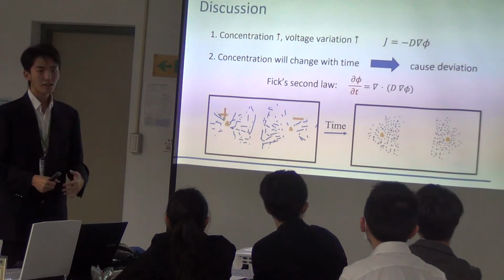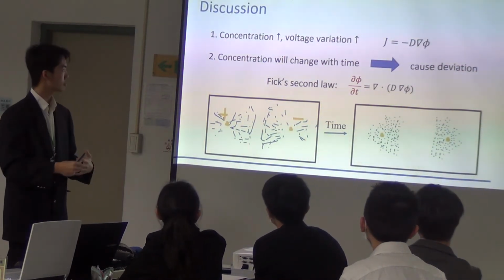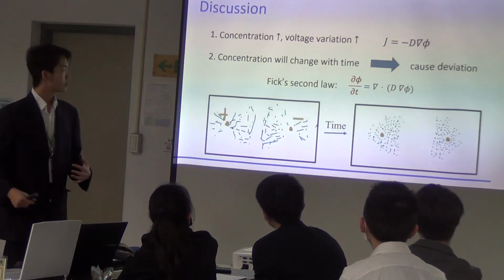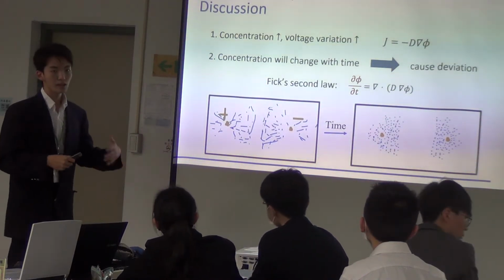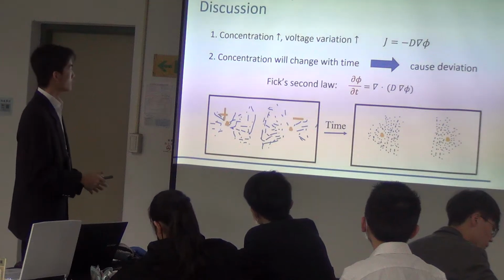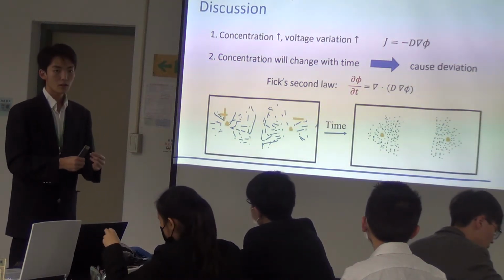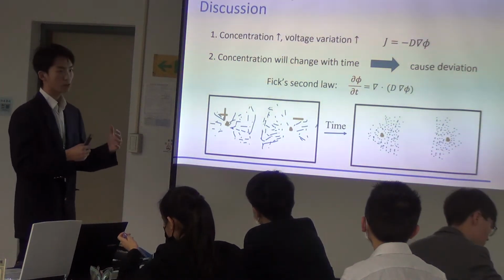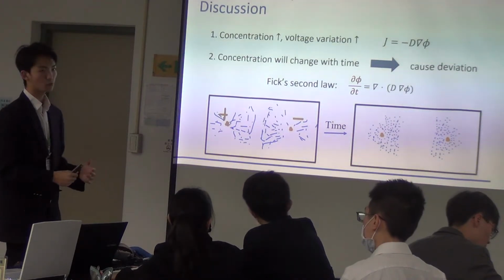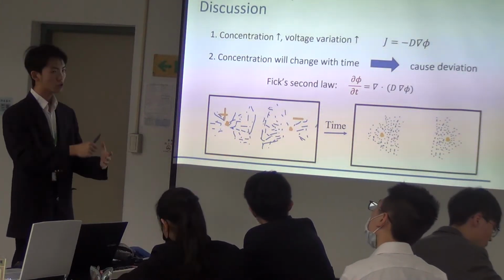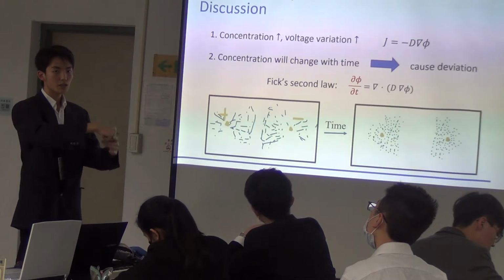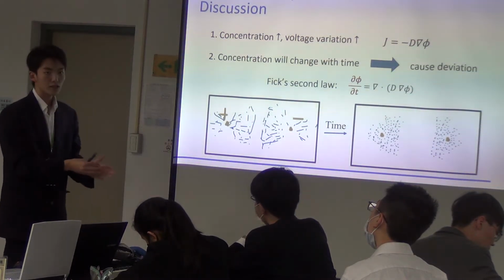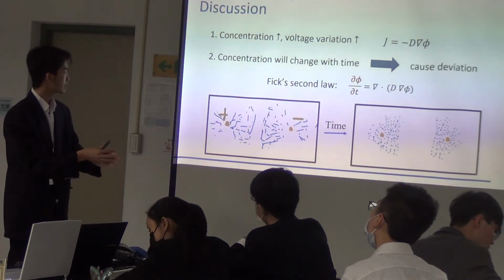So we can see that as the concentration goes higher, the voltage variation also becomes bigger. So we could explain this using Fick's first law, which is that the changing of the gradient would be correlated to the diffusion rate. So the higher the concentration, the more dissociated ions there will be. So it will have a denser electric equipotential line distribution.